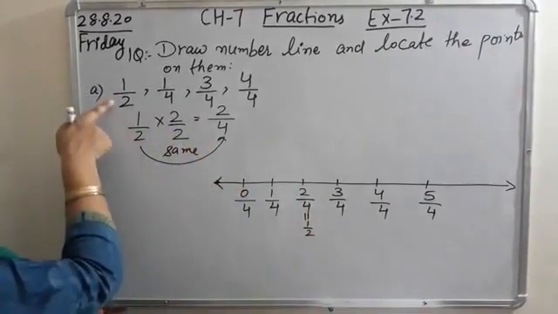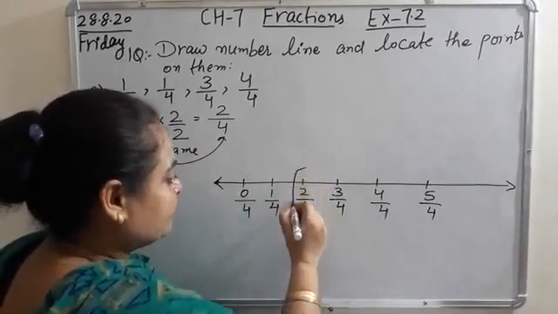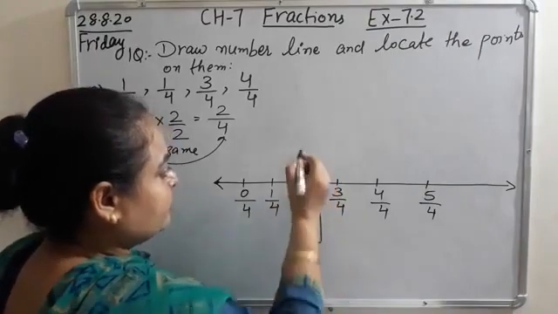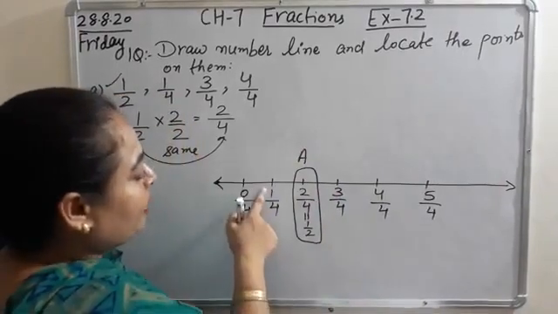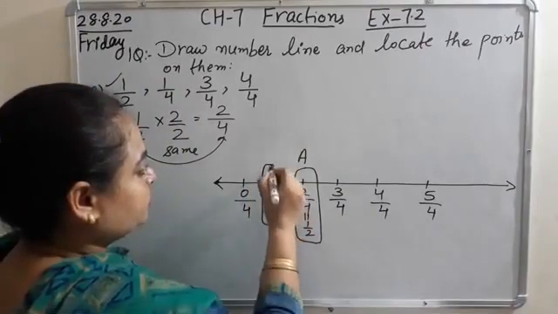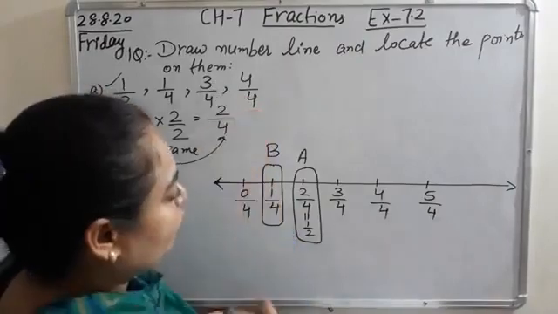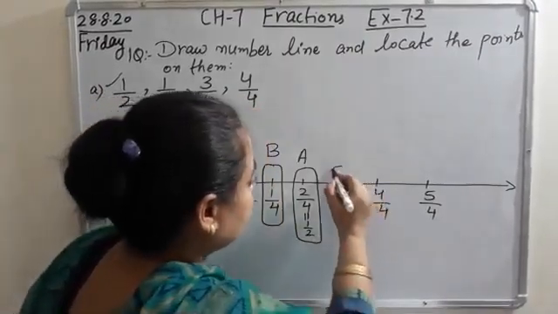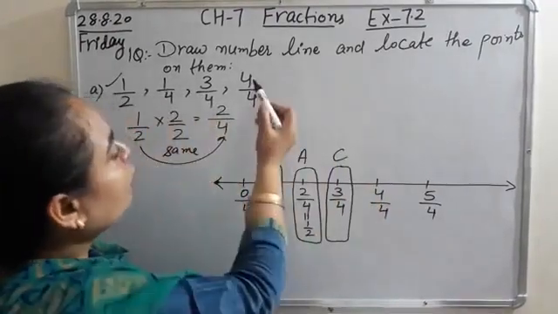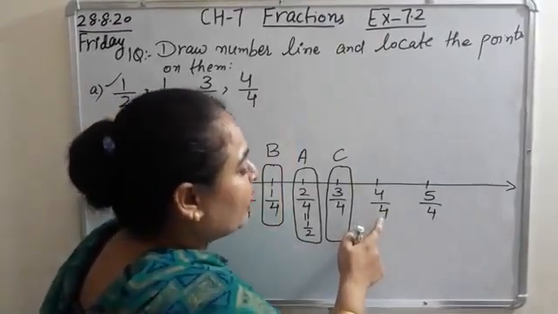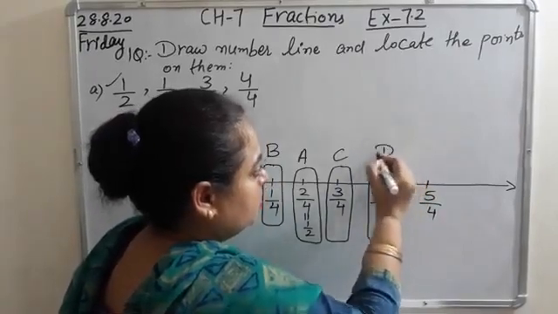Now look here. First is 1 by 2. So this 2 by 4 is equal to 1 by 2. Highlight it. Write down A here. Come to the next. 1 by 4. This is 1 by 4. Highlight it. This is B. Third is 3 by 4. Here you have 3 by 4. Highlight. This is C. And the last is 4 by 4. And this is 4 by 4. D.